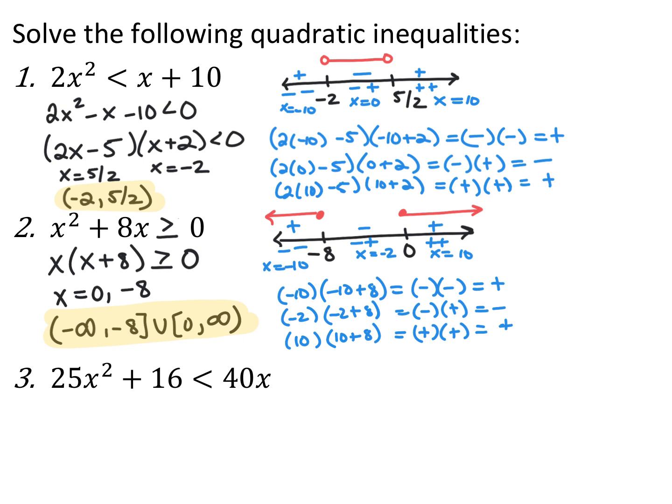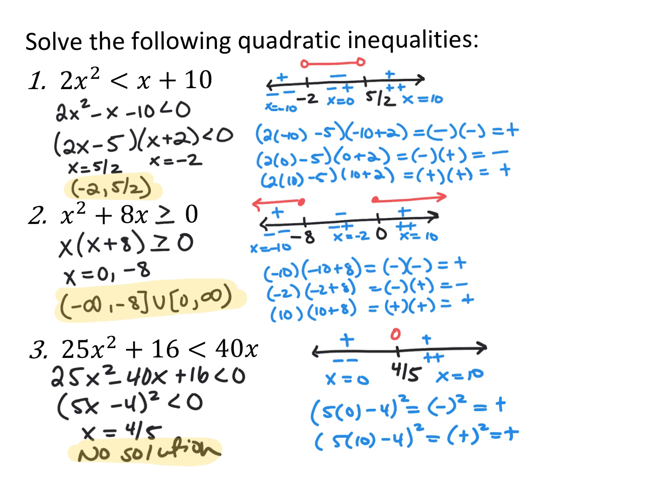25x squared plus 16 is less than 40x. So the first thing that I did was I made sure one side was equal to 0, so I subtracted the 40x across and got 25x squared minus 40x plus 16 is less than 0. Then I noticed that this was a perfect square binomial, so it factored into 5x minus 4 quantity squared is less than 0. So then I needed to find where this thing equaled 0, and it would equal 0 at 4/5, so I plotted that on my number line, and it's an open circle because it's not or equal to.